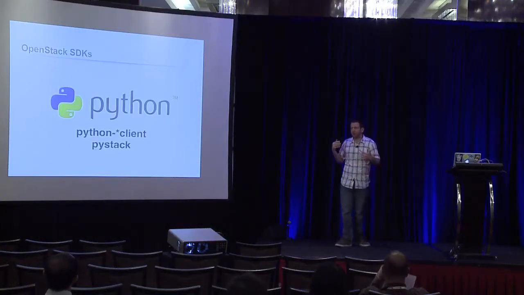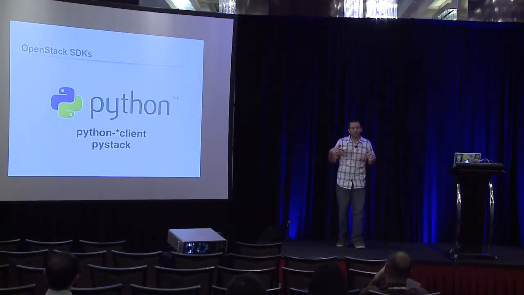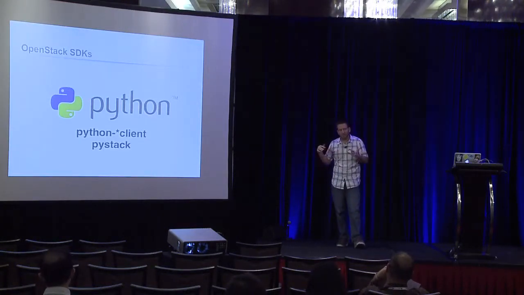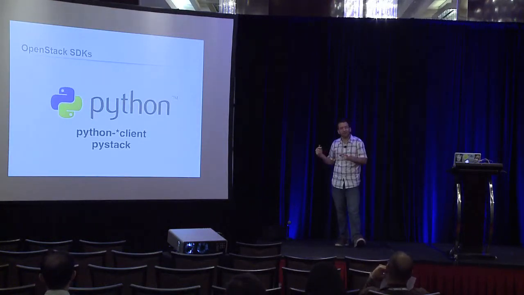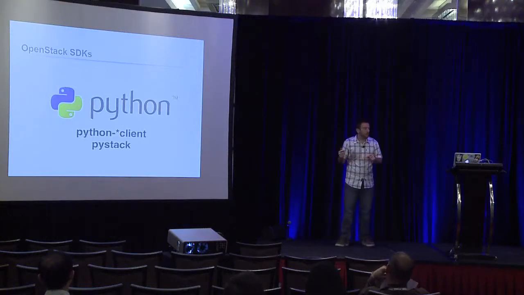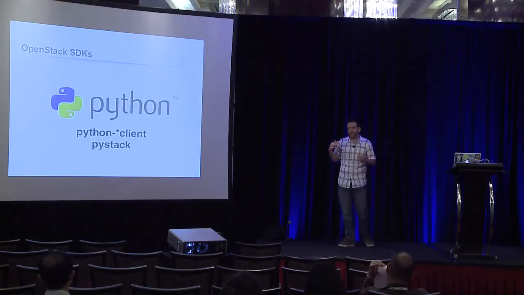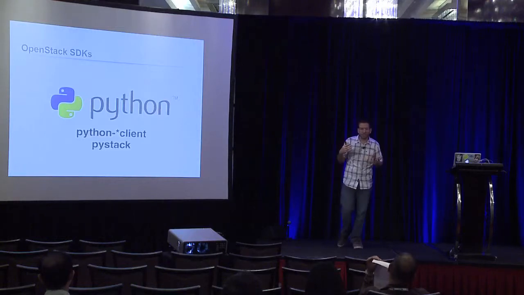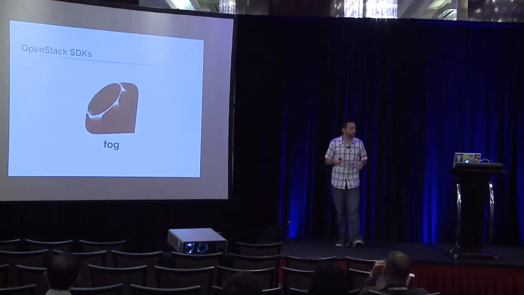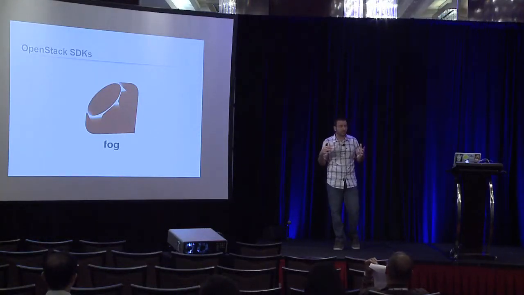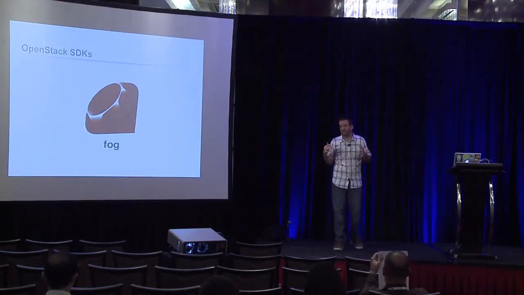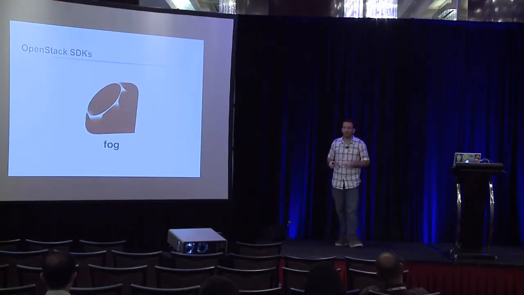In the Python world, there's the default Python-star clients. Now, these are actually the command line interfaces also for OpenStack, and they can be used as SDKs. There's also another Python SDK that's going to be known as PyStack coming out. For Ruby, the whole Ruby community seems to have coalesced around Fog. This is another one of those multi-cloud libraries that can work across multiple public and private cloud providers.